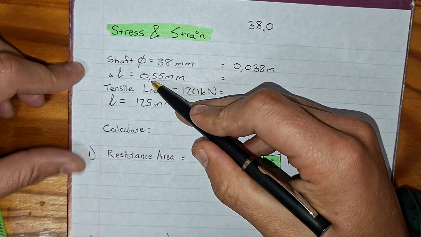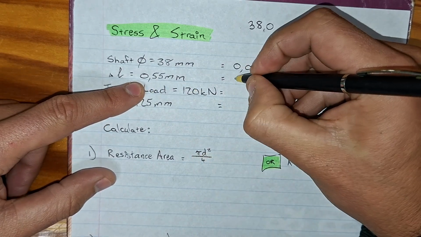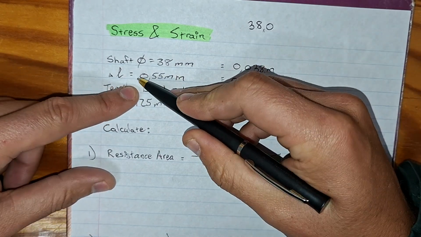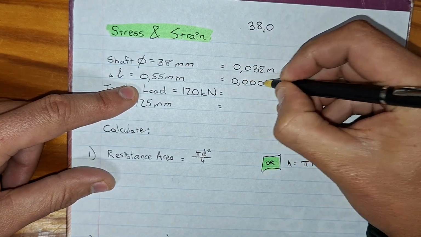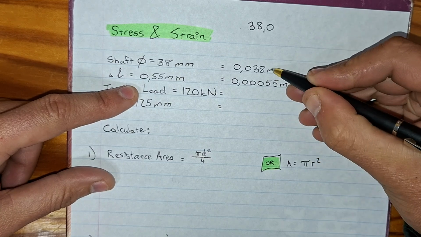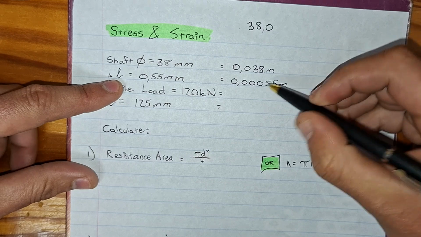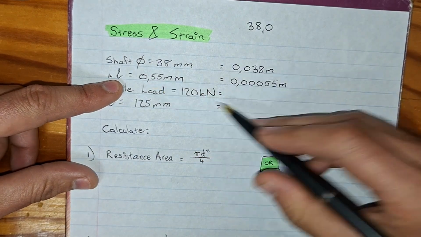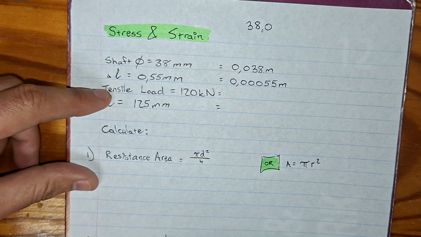The same with the following. The change in length is 0.55 millimeters. The decimal place will go 3 times to the left, so it's 0.00055 meters. Add the unit, the converted unit, after the value. The decimal place was before the first 5, and it goes 1, 2, 3 times to the left.